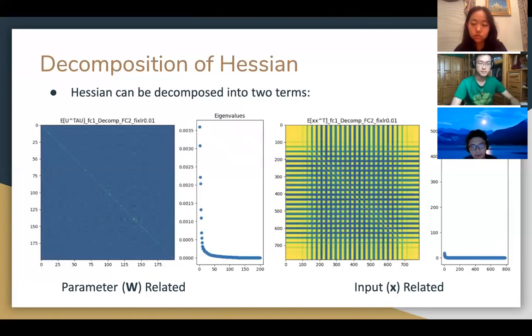Most of our work has been focusing on the decomposition of the Hessian. Here we're focusing on the layer-wise Hessian, which is the Hessian only considering the cross terms of the neurons in the same layer. Under our theoretical analysis, we have seen that the Hessian can be decomposed into two terms. The left one, U transpose A U, is related to the parameters, and the right one, X S transpose, is related to the output. So a very gigantic Hessian, which is usually computationally infeasible, we're able to decompose into two small matrices, which can be computed in a very fast way.